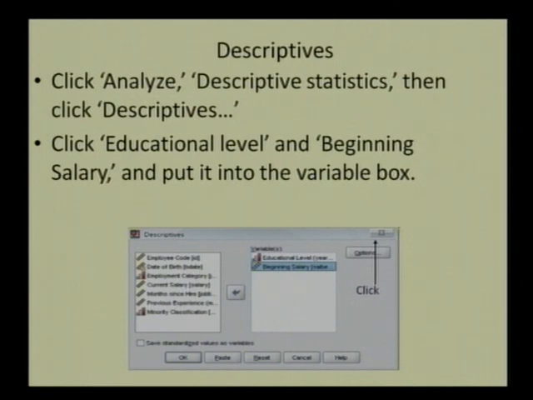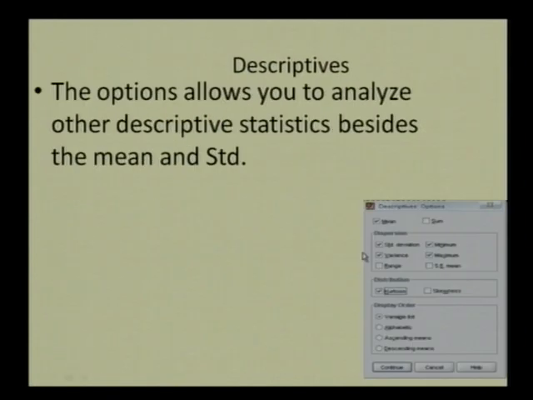So simply enter beginning salary as the variable in this dialog box and press continue, and click Options. This is the options command, and when you give the option it will ask what you want, whether you want mean, sum, skewness, median, variance, etcetera. So whatever you wish, you keep it. We'll need mean, standard deviation, variance, maximum, minimum, skewness, and just press continue.